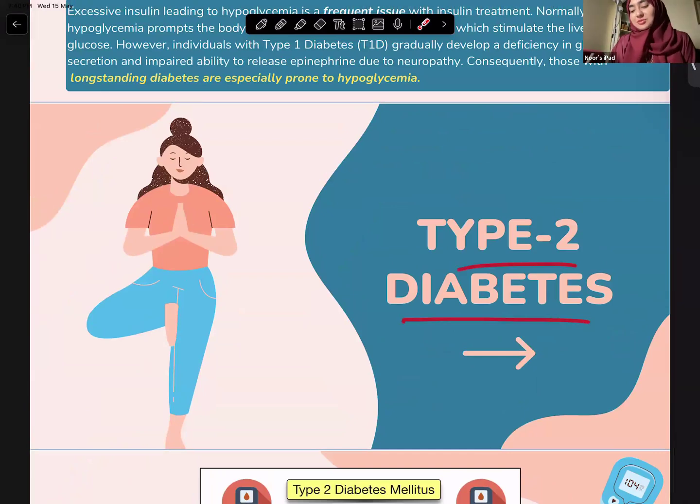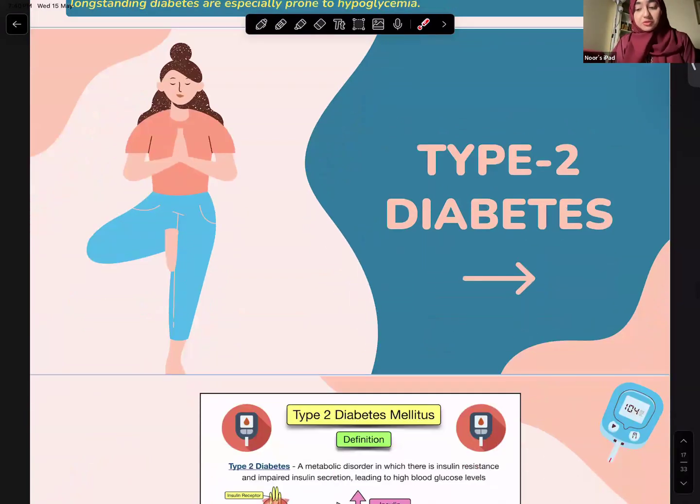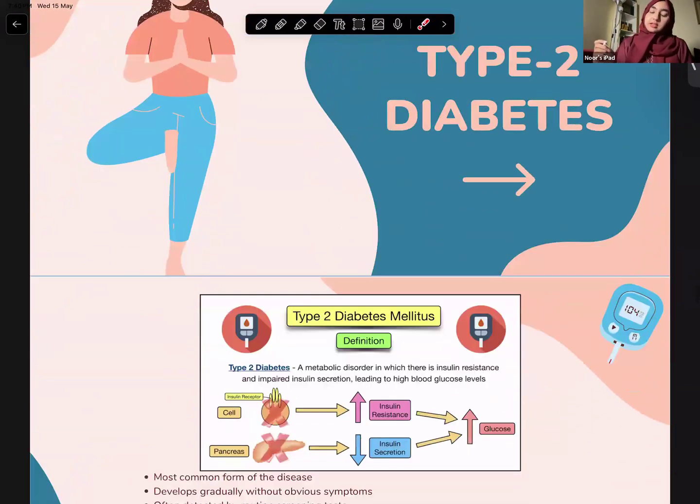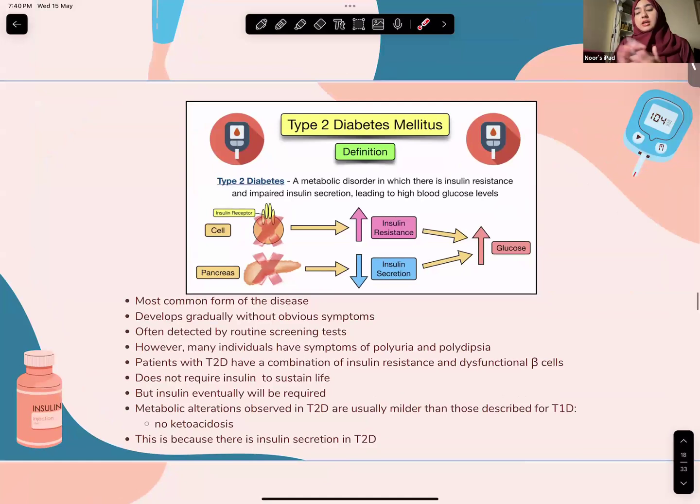Now on to type 2 diabetes, which is very interesting. Like I just mentioned, it's much more common than type 1 diabetes, and it also runs in the family. So let's see exactly what happens in type 2 diabetes. Type 2 diabetes is a metabolic disorder in which there is insulin resistance and impaired insulin secretion.